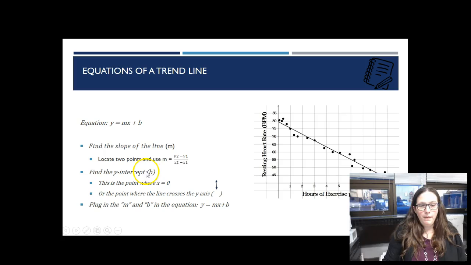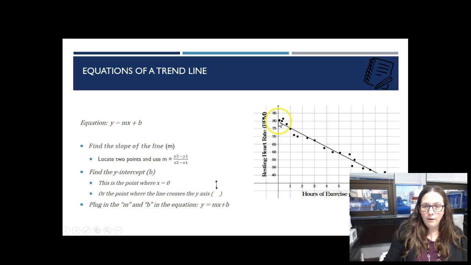Then I'm also going to want to find the y-intercept, which is where this trend line crosses the y-axis. So in order to do that, I can look just on my graph, and I can see that it's crossing just under 80. So I could safely use 80 as my b value. If for some reason you can't read it clearly on the graph, or if you happen to have a table of values, you should also remember that the y-intercept is wherever x equals 0. So it's wherever that x value is 0.